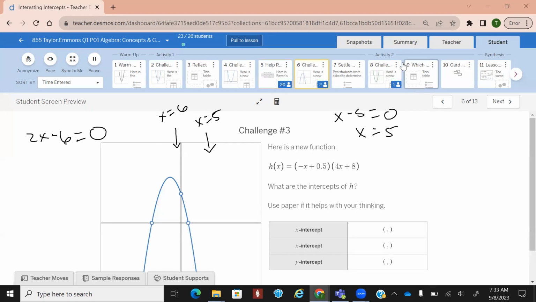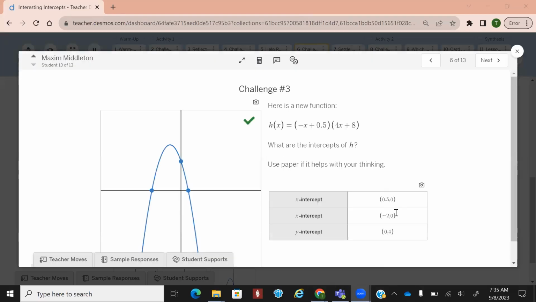Okay, looking at slide number 6. We want to find the x-intercepts and the y-intercepts. Go ahead and take a moment, see if you can fill that one in. Okay, so let's take a look at somebody's work. Somebody said 0.5, comma 0. So that would be right here. And then negative 2, comma 0. That would be right here. And 0, comma 4. That would be here.